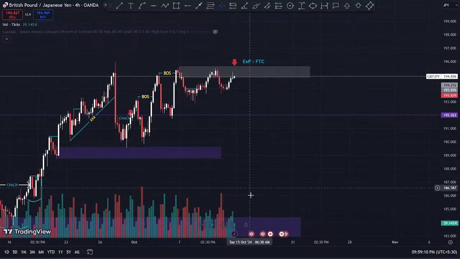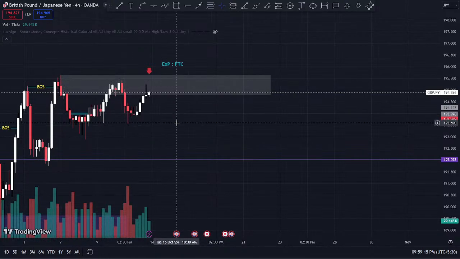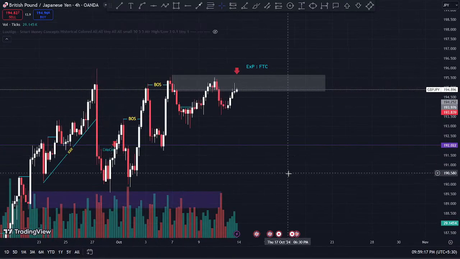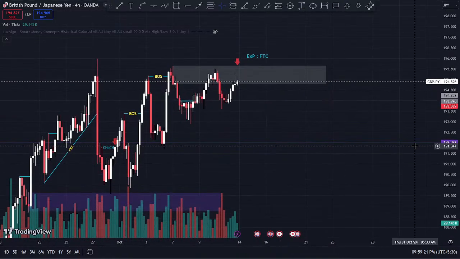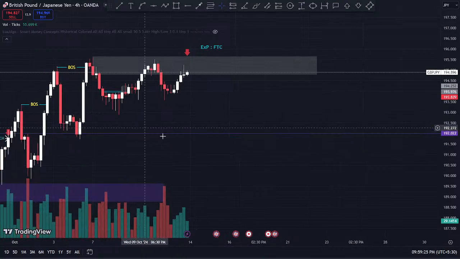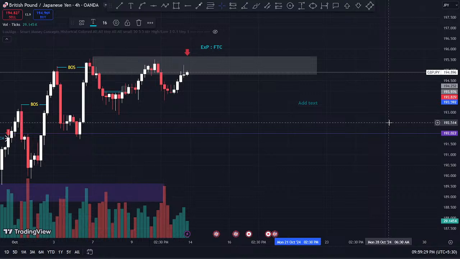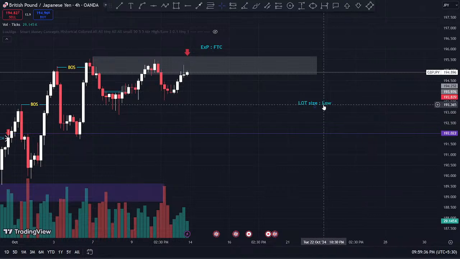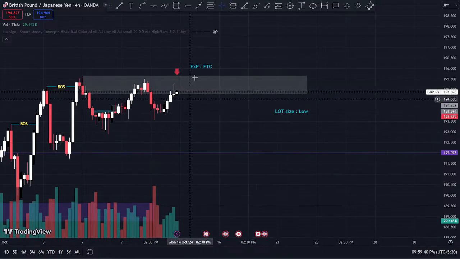Okay, so there is a larger number of volumes, so there is a higher probability that this will be swept like this. But even on Friday there is this much volume and momentum. So usually, okay, let me mark it. Lot size low, since there are more volumes involved and more momentum.